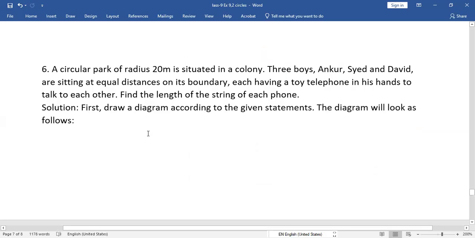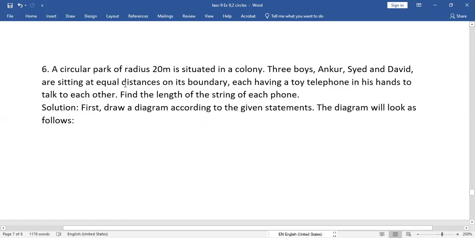Now 6. A circular park of radius 20 centimeter is situated in a colony. 3 boys, Ankur, Syed and David, are sitting at equal distance on this boundary, each having a toy telephone in his hand to talk to each other.